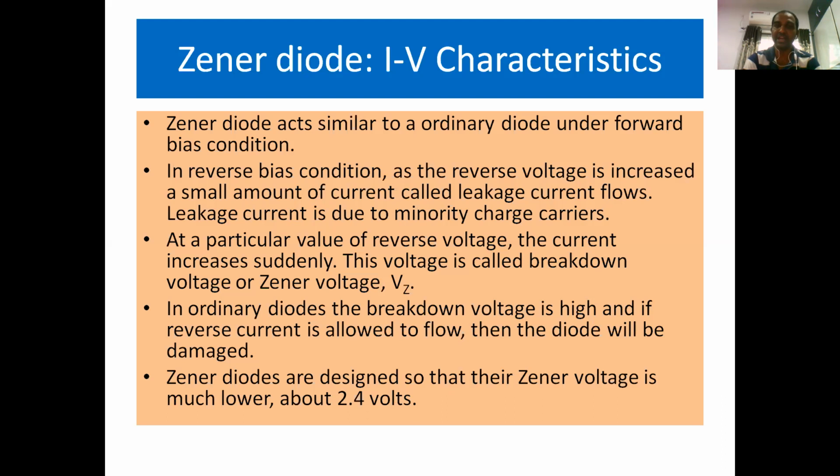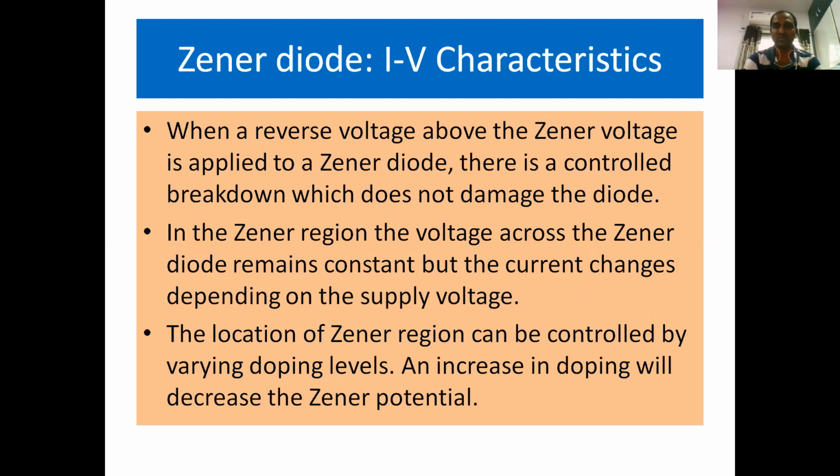In ordinary diodes, the breakdown voltage is very, very high. And if reverse current is allowed to flow, then the diode will be damaged and it is not reusable. But Zener diodes are designed to operate in such a way that the Zener voltage value is very, very low, in the order of 2.4 volts. That's why there is no harm to the circuit and you can use the Zener diodes again and again. When a reverse voltage above the Zener voltage is applied to the Zener diode, there is a controlled breakdown which does not damage the diode. That's why reuse is possible.